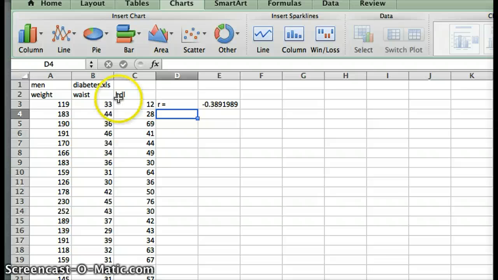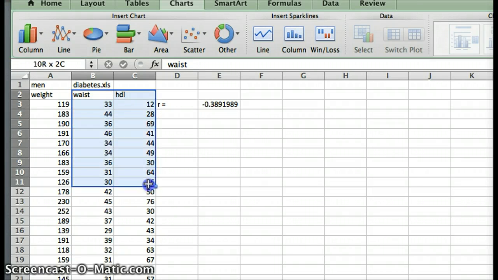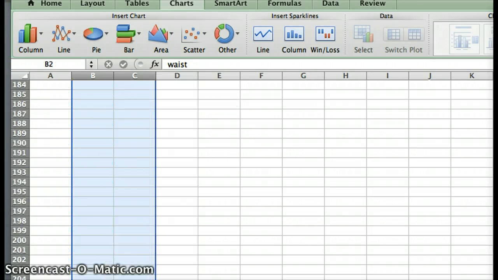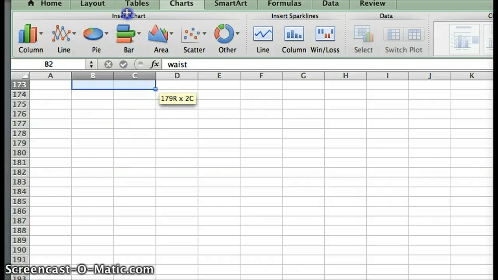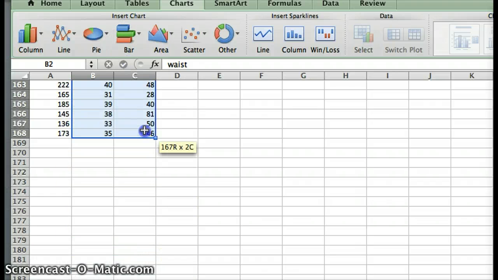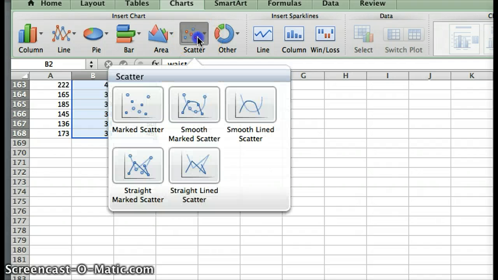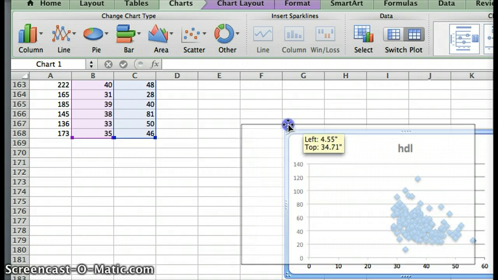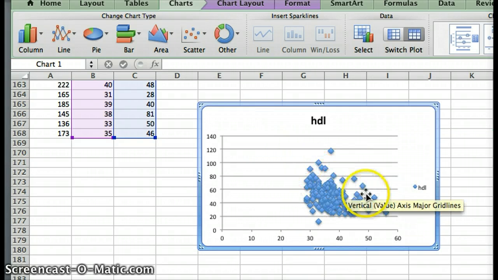So let's do that. Let's highlight the relevant data, the waist size and the HDL, and we'll ask Excel to give us a scatter plot. So we'll click on the scatter plot button. Mark scatter is good enough. And move that so you can see it. So indeed, there is a general downward trend. It looks sort of like a cloud, though. I mean, it's not a perfect straight line decrease. But in general, as one variable goes up, the other variable tends to go down.